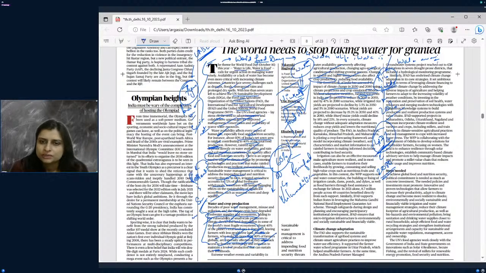Wheat yields are projected to decrease by 19.3% and 40% in 2080, while Kharif maize yields could decline by 18% and 23%. Now, if you see, if the water shortage is not met, the severe effect is going to be on our agriculture sector. And one such effect is on rice. Second effect we saw is on maize.